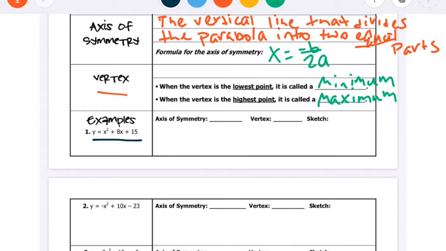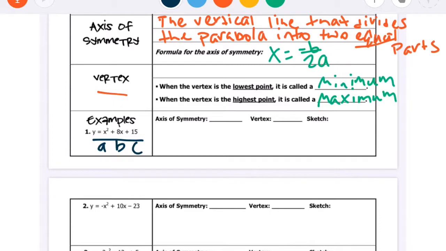So this y equals x squared plus 8x plus 15, that is in standard form. So we know that the first number, the number in front of the x squared, is a. The number in the middle, that is the b. And finally, the last number is c.